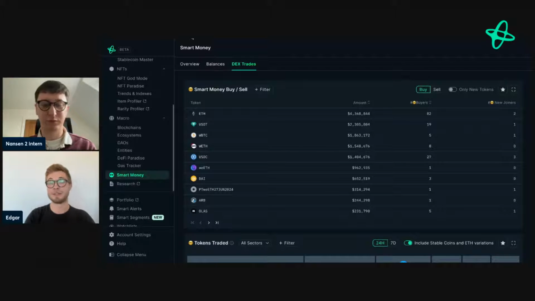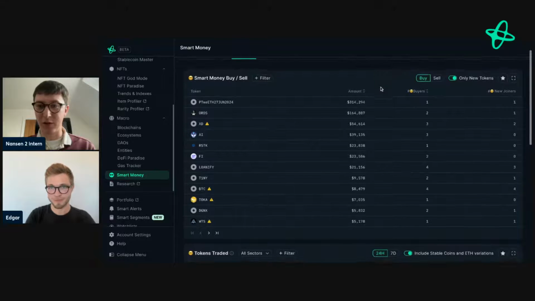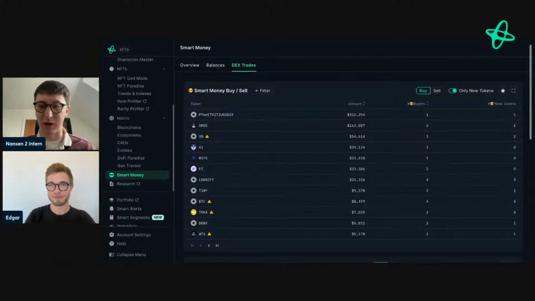So then the DEX Trades tab gives you a specific view on what's happening on DEXs. What you see here are the tokens that smart money is buying or selling. You can filter this down to see only new tokens, and you can see how many total buyers there have been in the last 24 hours, and how many of those are first-time buyers. So are there new traders coming into a specific token? This is a good example of picking up narratives and so on.